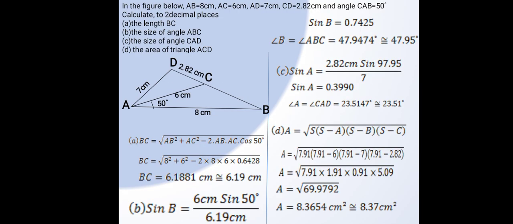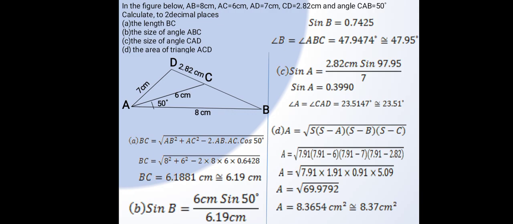In the figure below, AB is equal to 8 centimeters, AC is equal to 6 centimeters, AD is equal to 7 centimeters, CD is equal to 2.82 centimeters, and angle CAB is 50 degrees. Calculate to 2 decimal places A, the length BC, B, the size of angle ABC, C, the size of angle CAD, and D, the area of triangle ACD. So BC, we can calculate it using the cosine rule, and we get it to be 6.19 centimeters to 2 decimal places as we have been instructed.